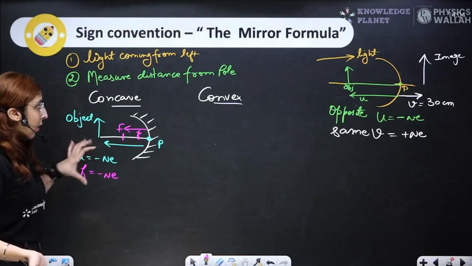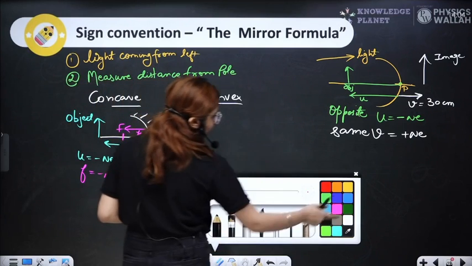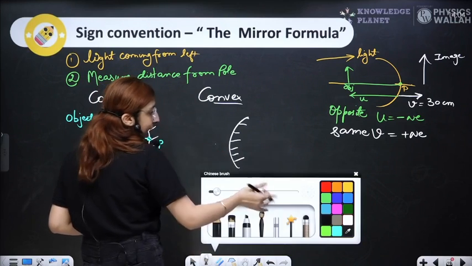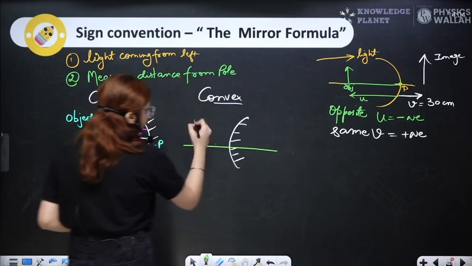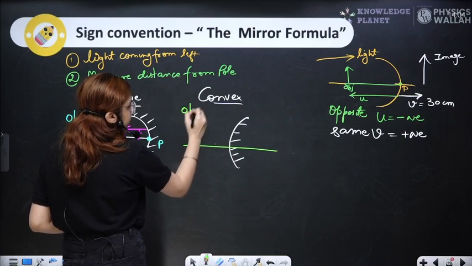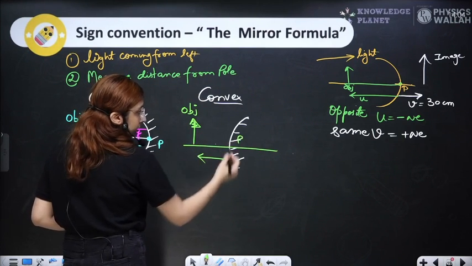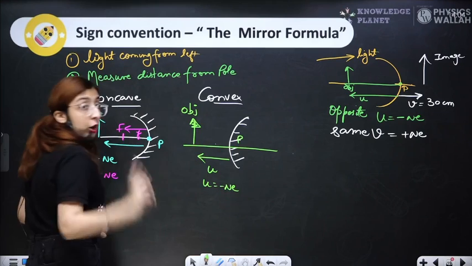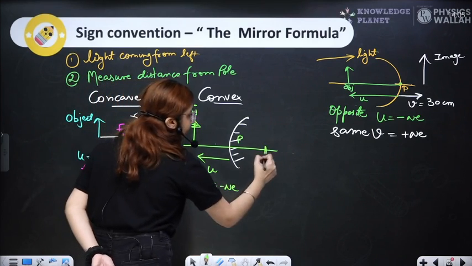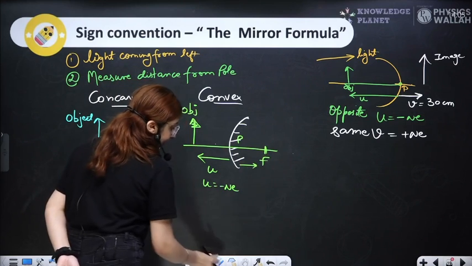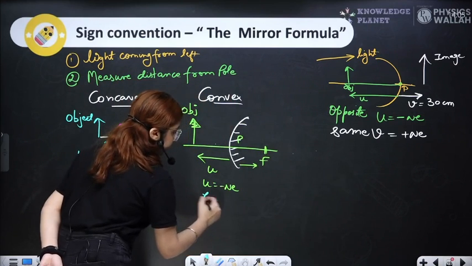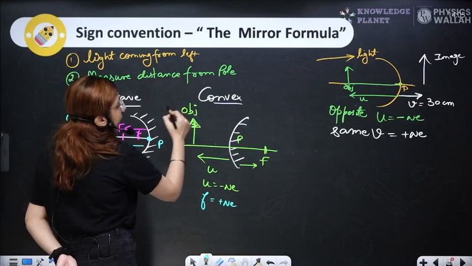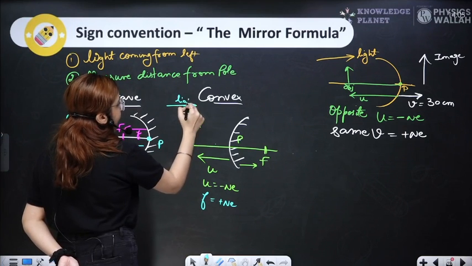Okay, let's talk about convex mirror. For a convex mirror, you cannot keep the object inside the mirror, so the object will always be in front of the mirror. Pole to object, U will always be negative. Talking about focal length, focus lies inside the mirror, so focal length will be positive. How? Draw light here. Draw light and see.